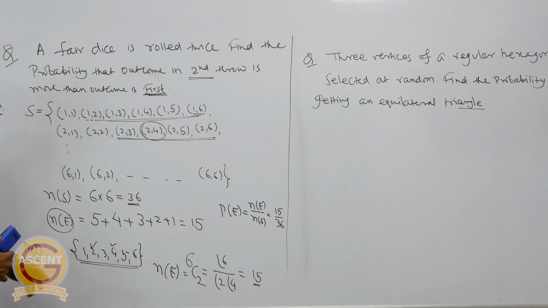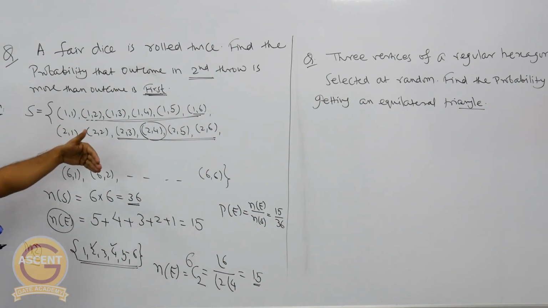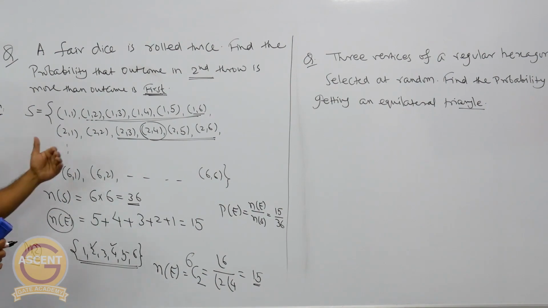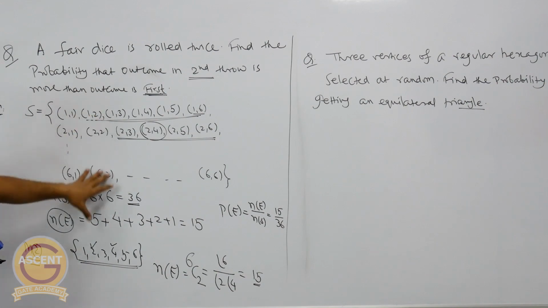Suppose the question is that the outcome on second throw is more than the outcome on first. If a die is thrown 3 times and the outcome on second is more than the outcome on first, and the outcome on third is more than the outcome on second, then in that case you cannot solve using this approach.